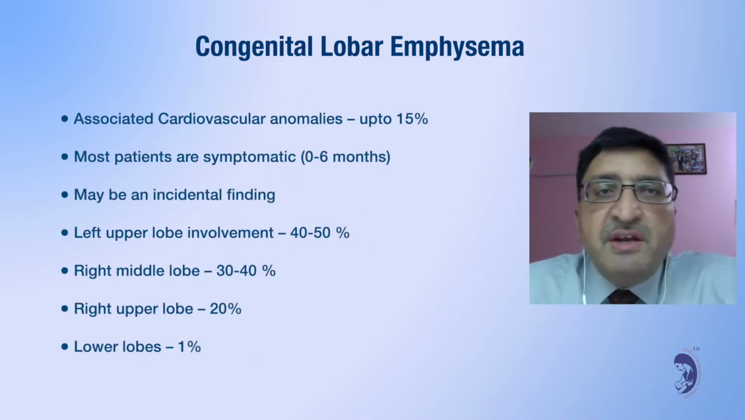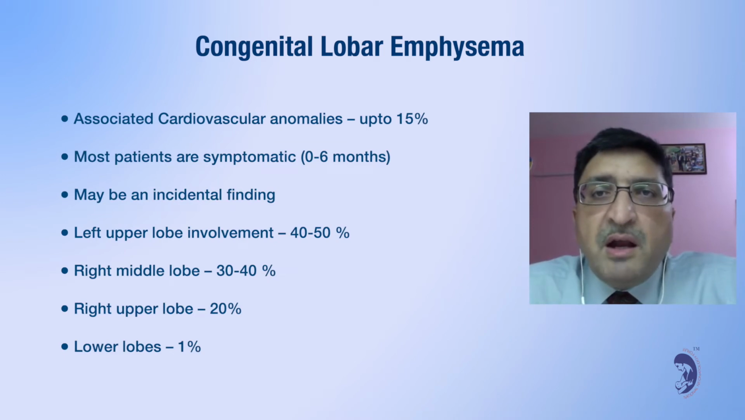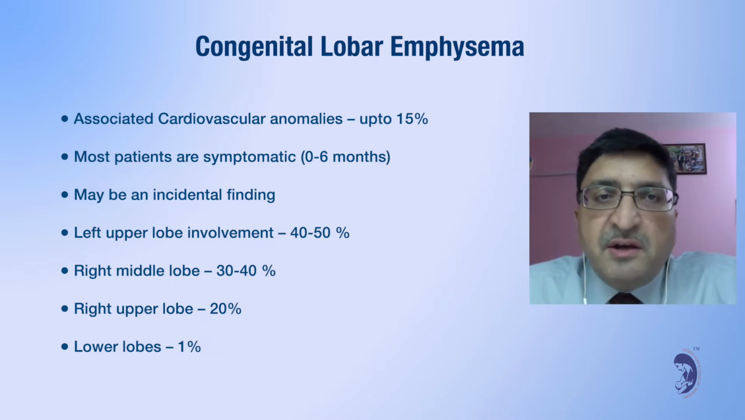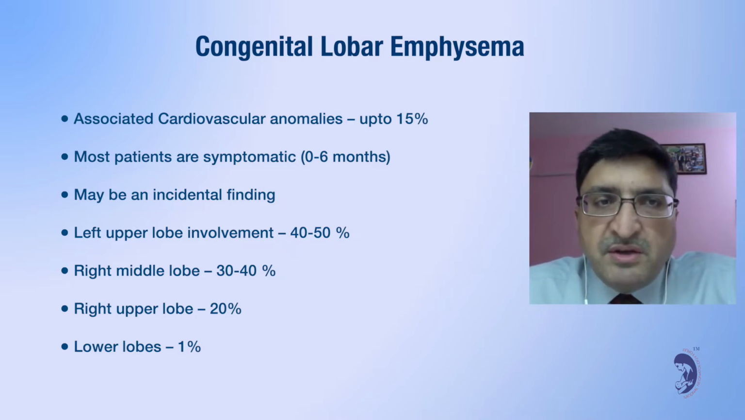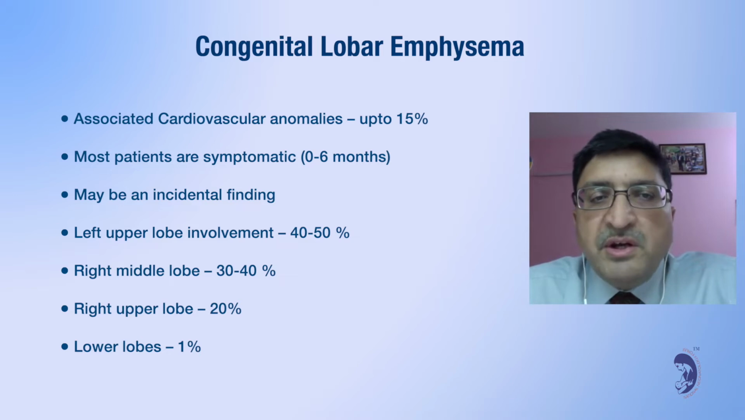Associated cardiovascular defects in congenital lobar emphysema are up to 15%. Most of the patients are symptomatic in their first 6 months of life. However, a few that may be missed may present as an incidental finding, which may come across when an X-ray has been taken for any non-symptomatic reason. CLEs are most frequently seen in the left upper lobe. Almost 40 to 50% of CLEs are in the left upper lobe. Next is the right middle lobe, which is almost 30 to 40%.